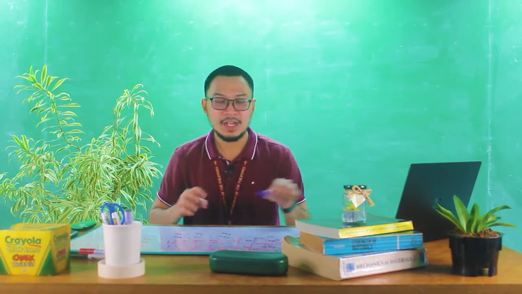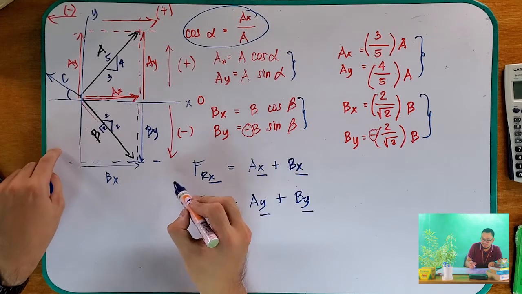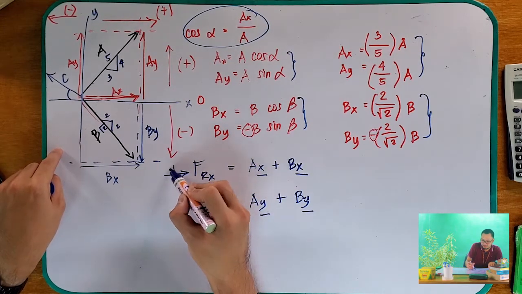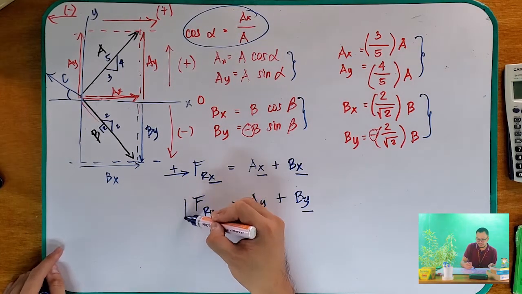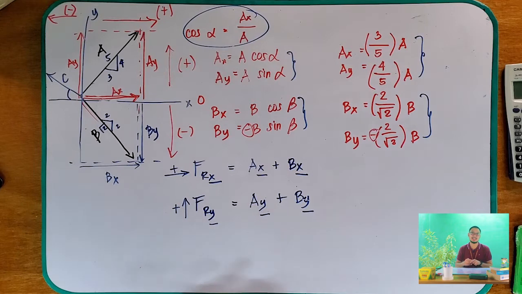Simply add. Now, always take note that when you're talking about scalar notation, you should always put the direction. So, when we add the FRx, it should indicate which direction is positive. In this case, we said that positive should be going to the right, so positive is to the right. For our y, if positive is up, then we should put positive for up.